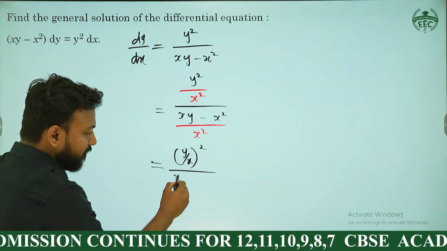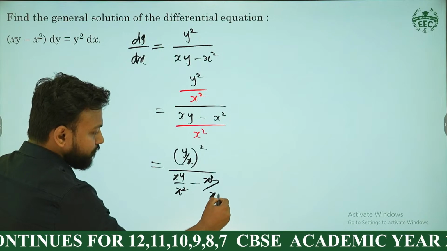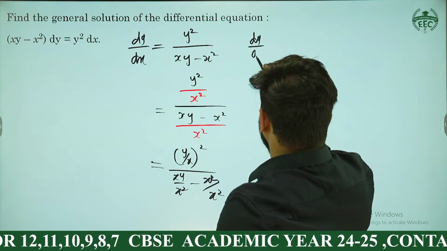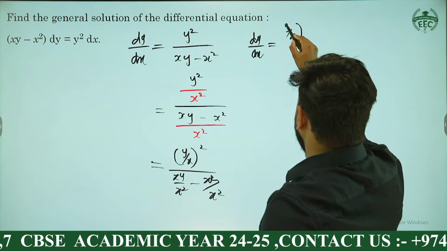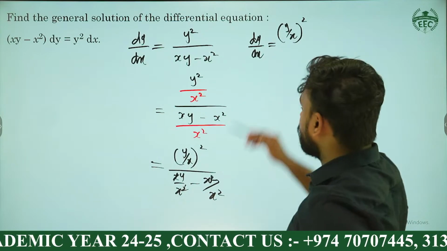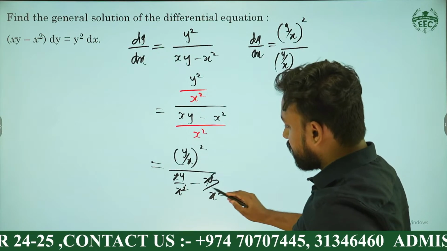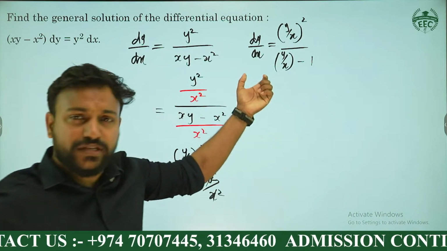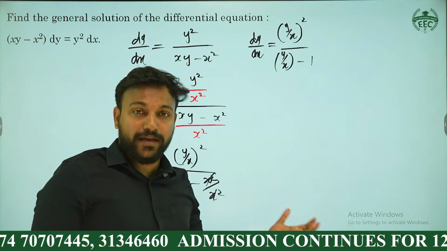So I can write it like this: yx by x square minus x square by x square. Right? Then dy by dx will be equal to y by x the whole square. And I cancel this x and this x square term, you will get y by x there. And finally, this x square cancels off, you will get 1. Now you can see every term of this differential equation is transformed into the form of y by x.